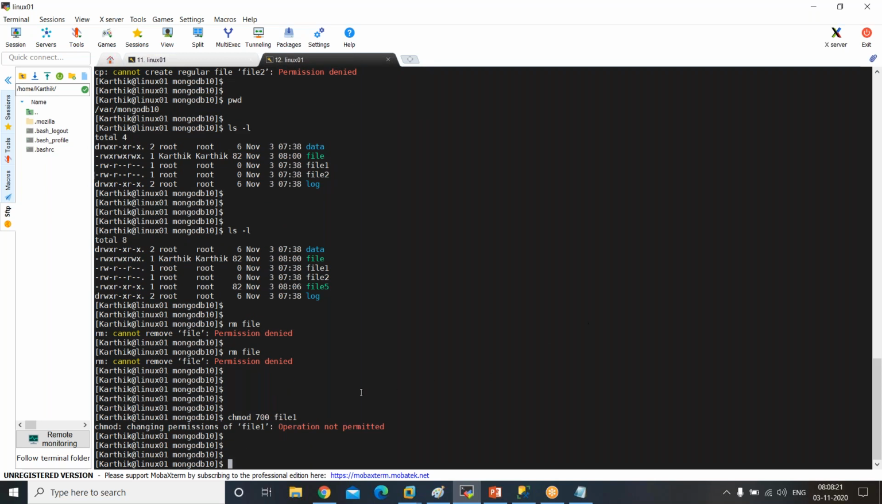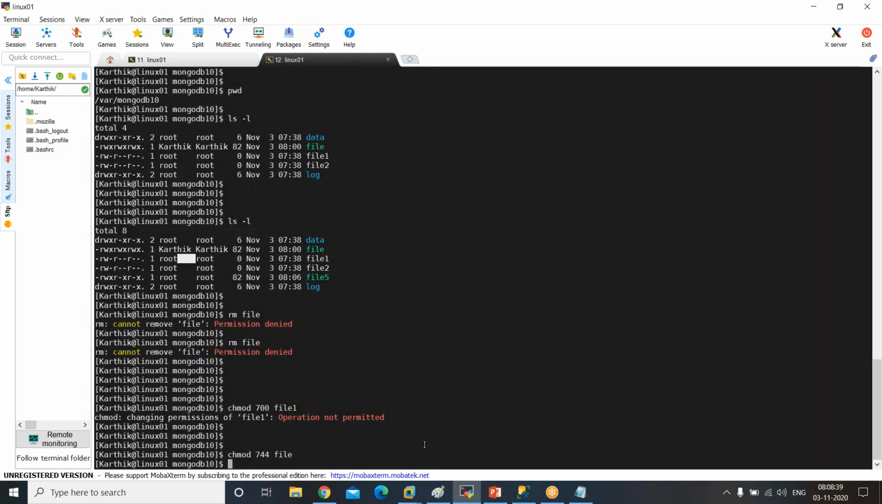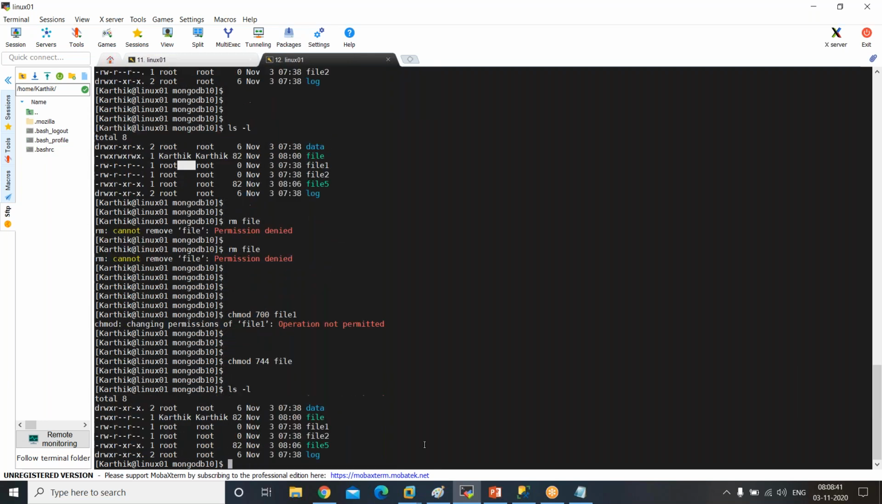Operation not permitted, because Karthik does not own file1. It is owned by root. But can he change the permission? I don't think he can change it, but okay, let's give it a shot. Okay, 744 file1. Okay, good enough. He is able to do it.